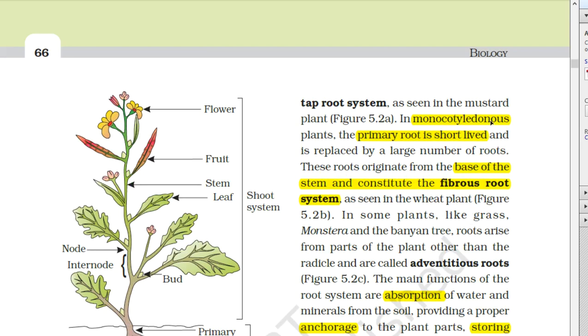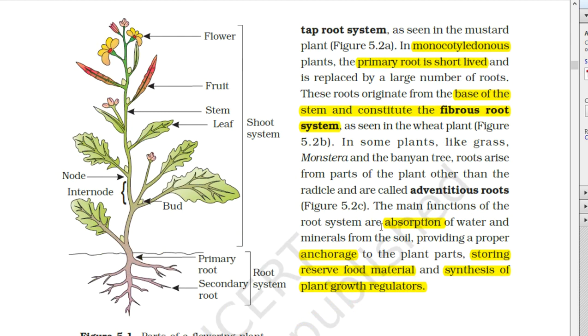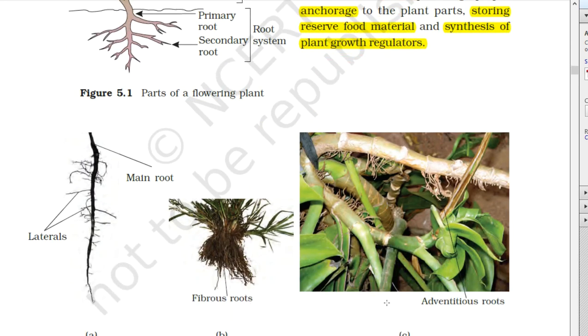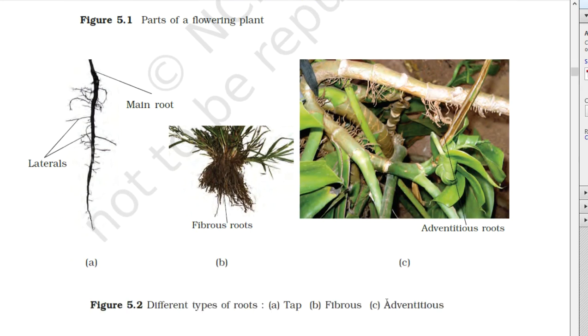Monocots, okay, monocots, here it's given. And in some plants like grass, monstera and banyan, adventitious roots are produced. And the main functions of the root system are absorption and anchorage. And apart from that, storing reserve food material and synthesis of plant growth regulators are also done by modified roots. Right? So these are adventitious roots, which are produced from parts other than the radicle.